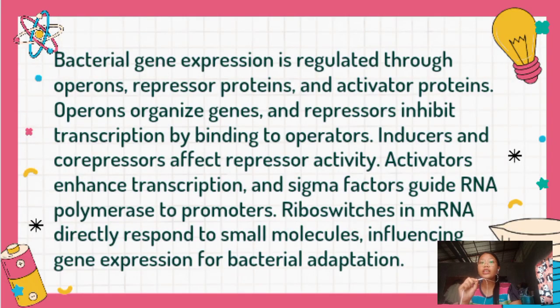Bacterial gene expression is regulated through operons, repressor proteins, and activator proteins. Operons organize genes, and repressors inhibit transcription by binding to operators. Inducers and corepressors affect repressor activity. Activators enhance transcription, and sigma factors guide RNA polymerase to promoters. Riboswitches in mRNA directly respond to small molecules, influencing gene expression for bacterial adaptation.